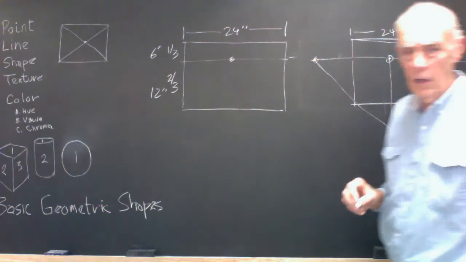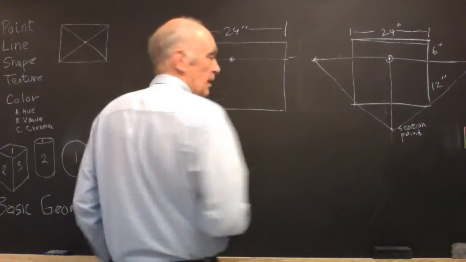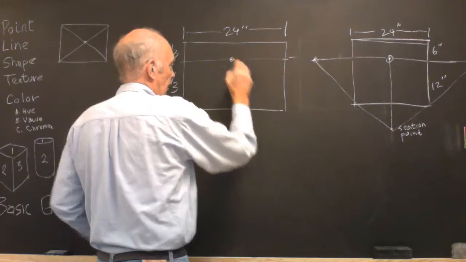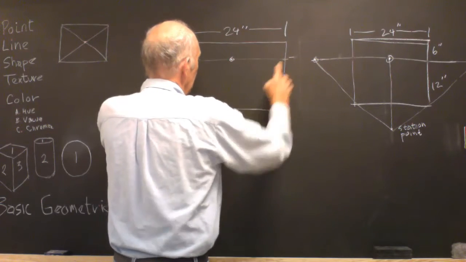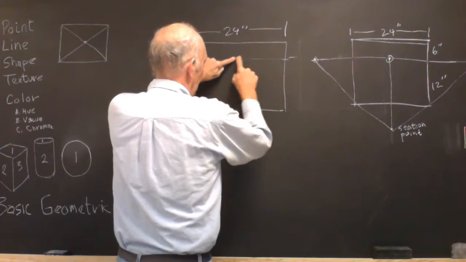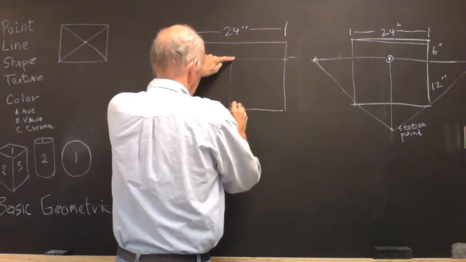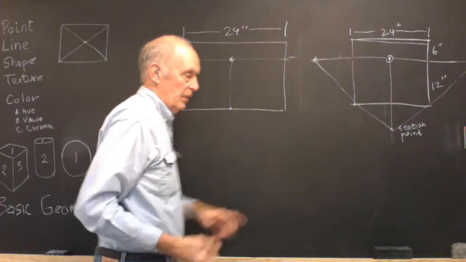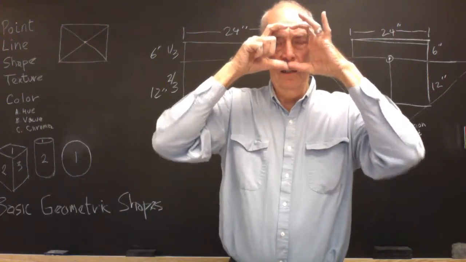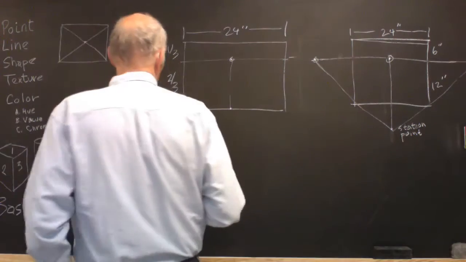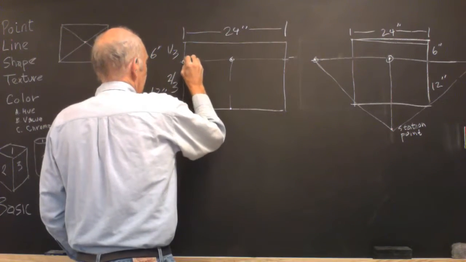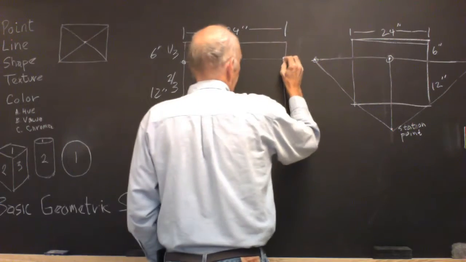Now over here, what I'm going to do is move my station point from the width of the picture plane to half the width. In other words, this is 12 inches, this would be 12 inches. So what I'm doing is I'm moving my picture plane from here to here. So that would give me a vanishing point here and a vanishing point here.